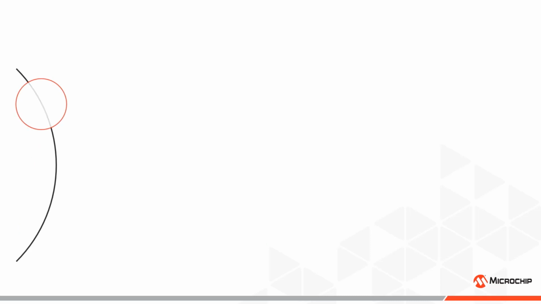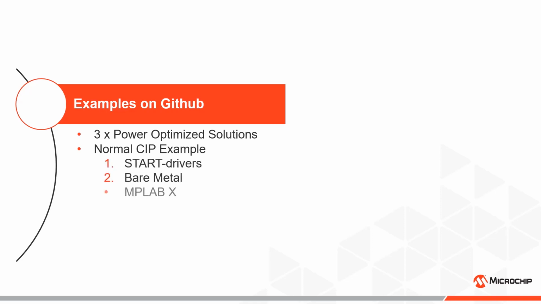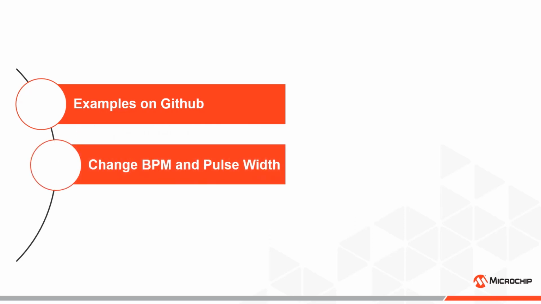All 3 power-optimized examples are available from our example code repository on GitHub, which is linked in the description. The normal core-independent heartbeat example is also available on GitHub with both a Start driver-based project and a bare metal project for both MPLAB X and Atmel Studio. These examples also include a function for changing the beats per minute during runtime by changing some of the timer counter settings. This function can alternatively be used to pre-calculate the correct timer counter register values for a specific beats per minute for the heartbeat pulse before compiling the program.